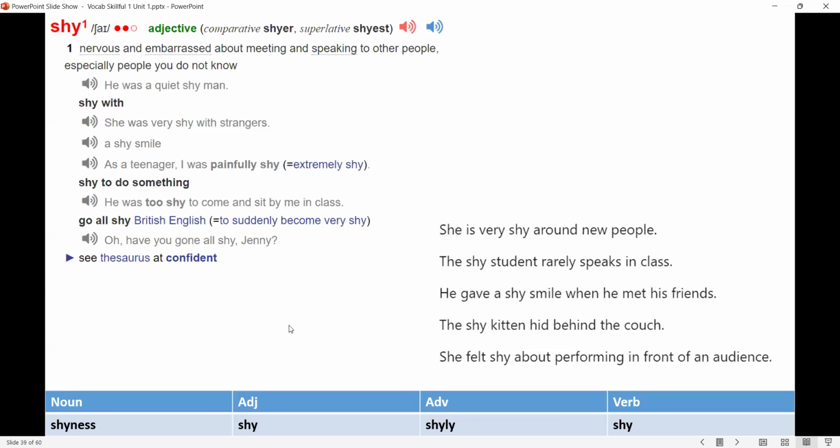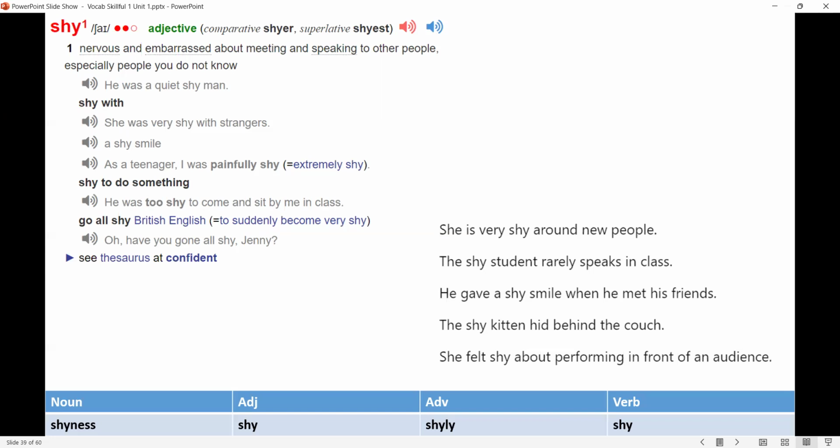Shy. Shy is the opposite of social. Shy means nervous and embarrassed about meeting and speaking to other people, especially people you do not know. So when you're shy with strangers, you're not social. You do not like going out and meeting new people.